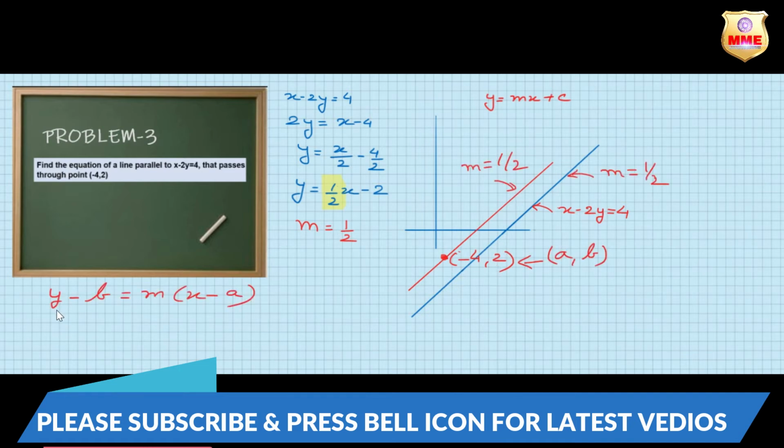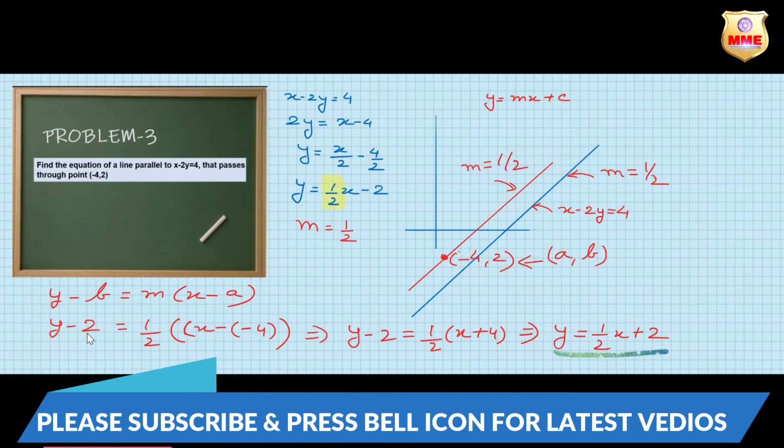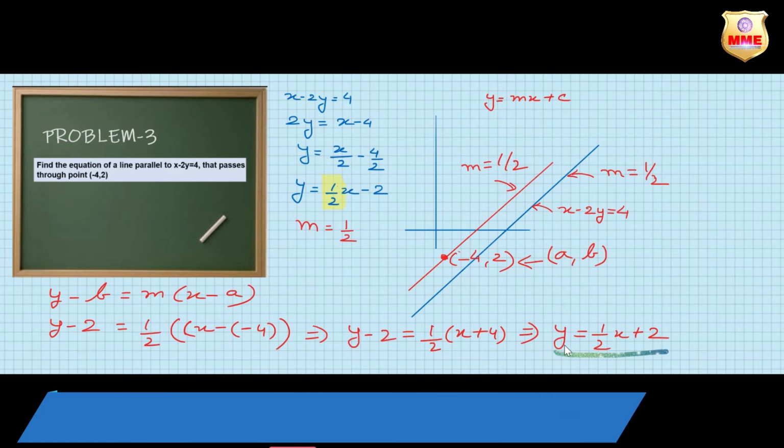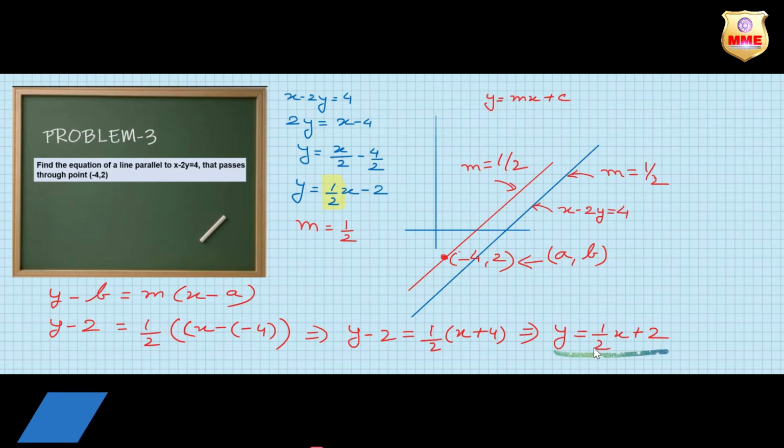As we know, the gradient point form of a straight line is given by y minus b equal to m times x minus a. The values of a and b through which the line is passing are already given in the problem, and that is minus 4 and 2. Now we have got all the unknown variables. Here you can see I have already placed the values of m, a and b and solved this particular equation. Finally we got the equation of the straight line, that is y equal to 1 by 2 x plus 2. So we can see this line is parallel to the line given in the problem and is passing through the point minus 4 and 2.